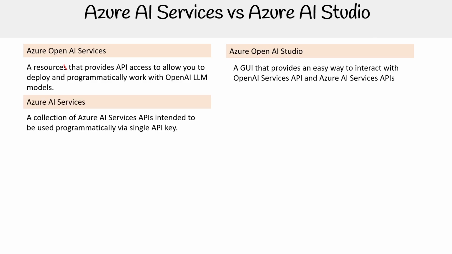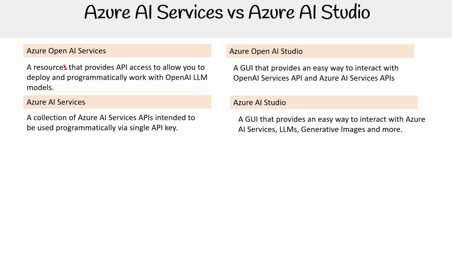Okay. Then we have Azure AI Services. So this is a collection of Azure AI Services APIs intended to be used programmatically via a single API key. This was previously called the cognitive services, and they just kind of group them all together and put them under a single key to make your life a lot easier.